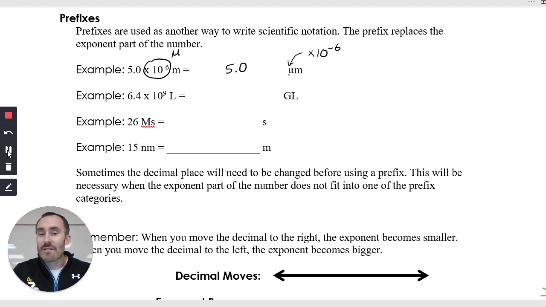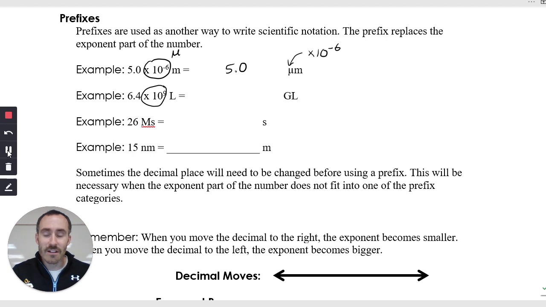It sometimes is straightforward like that. The scientific notation just matches the prefix, and they're easy to swap in and out for each other. But sometimes it's not quite that simple. So the second one here, 10 to the power of 9. Check that out on your formula sheet. What does it say? You don't have it in front of you? Well, go and get it.